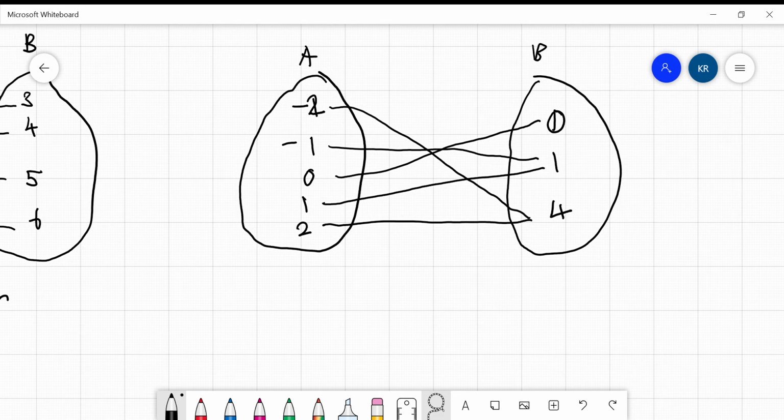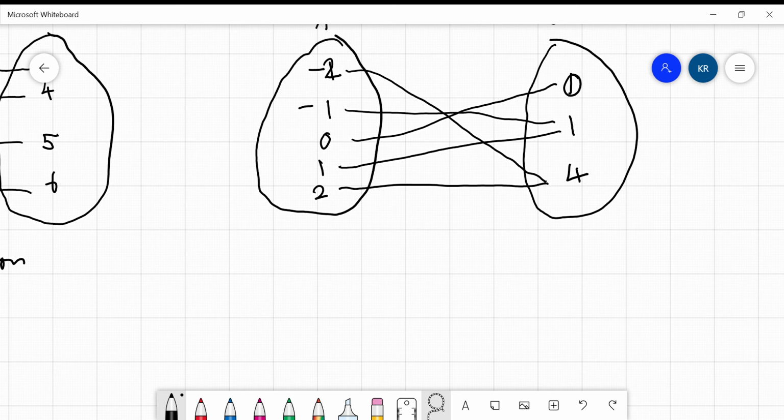So as we can see, multiple elements of set A are mapped into exactly one element in B. So basically, an element in A is only mapped at most to one element of B, but multiple elements from A are mapped into one element of B. So we can see minus 2 and 2 both map into 4. Minus 2 maps into 4, but it doesn't map into any other element in B. So basically, this we can call a many-to-one function.